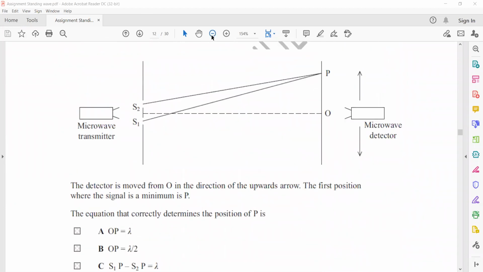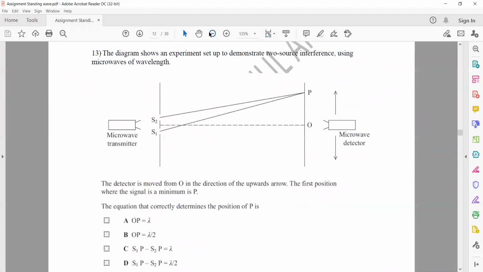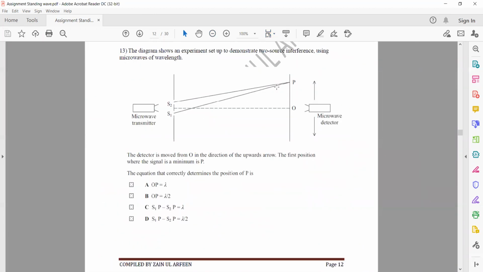In question 13, the diagram shows an experiment set up to demonstrate two source interference using microwaves. So microwaves are produced and the two waves interfere at point P. The detector is moved from O upward, as the arrow shows. The first position where the signal is minimum is P. So signal is minimum, it means it's destructive interference. Here we got maxima, constructive interference, then this is the first minima where destructive interference takes place.